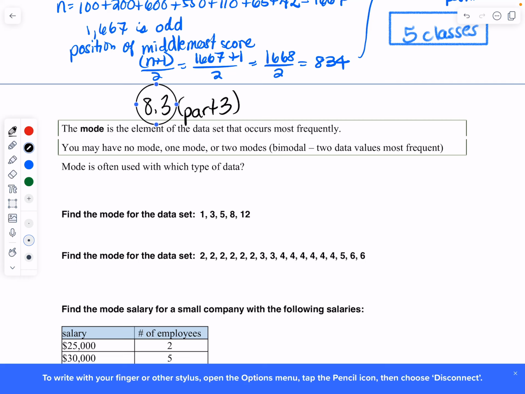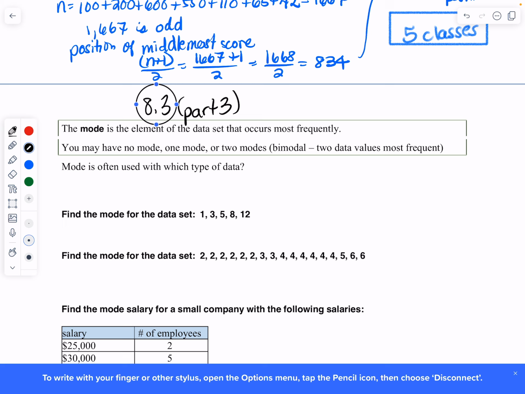Okay, this is 8.3 part 3. We're talking about the mode. Again, if you have not watched part 2 or part 1, part 1 went over the central tendency, which is the average. Part 2 went over the median, which is the middlemost score. And part 3 is going over what's called the mode.